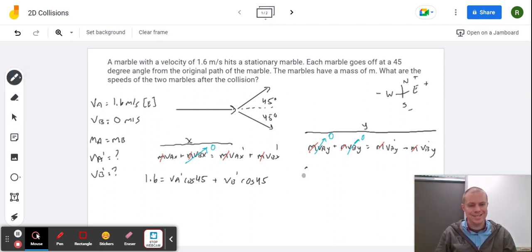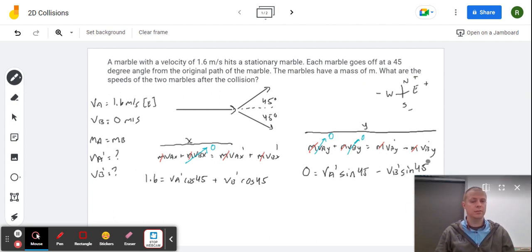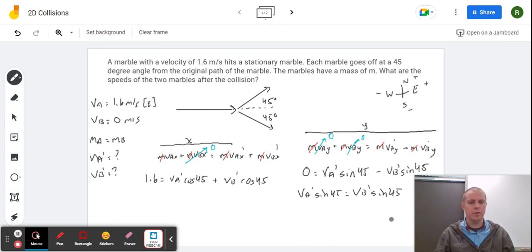So what that means is we get 0 equals VA prime Y, so that would be VA prime sine 45 minus VB prime sine 45. So we're breaking it into components as well, because the goal is to find VA prime and VB prime. So we don't want VAY, we just want VA prime. So we can rearrange this equation. We can get VA prime sine 45 equals VB prime sine 45.